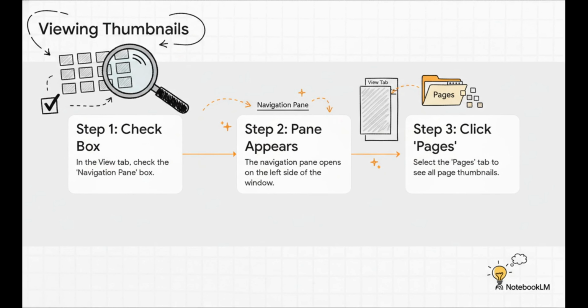And getting to it is so easy. All you do is check the navigation pane box in the View tab. This pane pops up on the left, and then you just click the Pages tab. Instantly, you get these little thumbnail previews of every single page. It's perfect for when you need to find something visually.